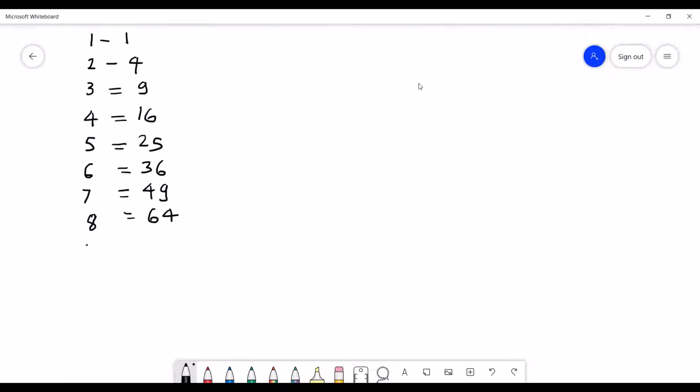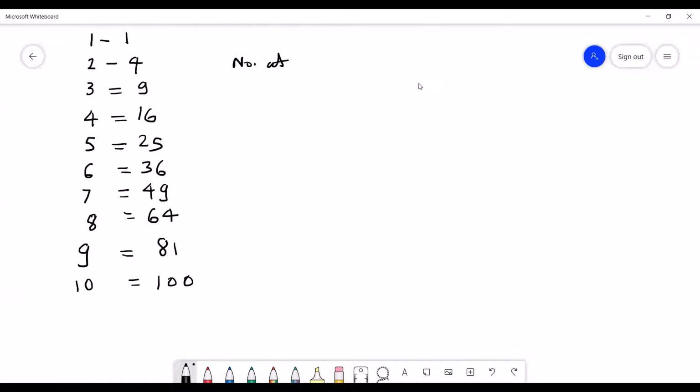Now, the next number is 9. 9 into 9 is 81. Then if we consider 10, 10 into 10 is 100. Now, which number comes in the unit place of these squares? We have found different squares from 1 to 100. What number is coming in the unit place?